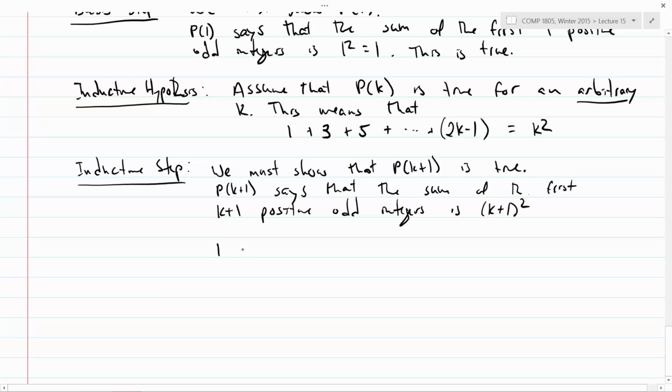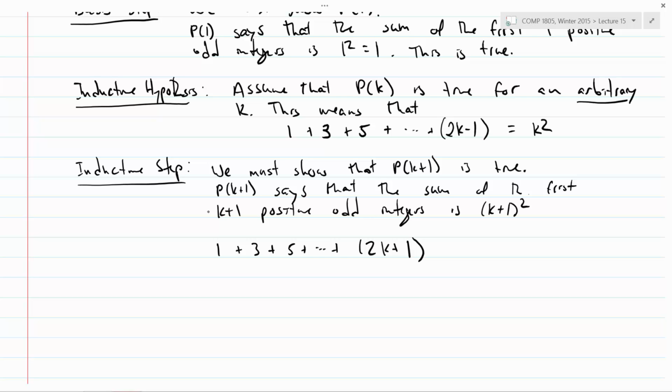I want to prove something about 1 plus 3 plus 5 plus all the way up to 2k plus 1. And now it's 2k plus 1 because I'm looking at the sum of the first k plus 1 positive integers. So I want to know something about this sum. I can't just say it's equal to (k plus 1) squared because that's what I'm trying to show. So what I do is I start on one side and I write down a bunch of steps until I get to the other side. That's how we prove that two things are equal.